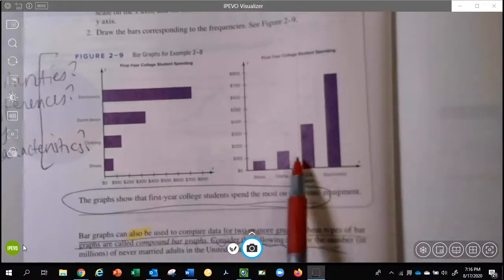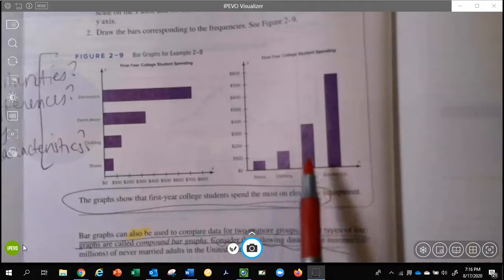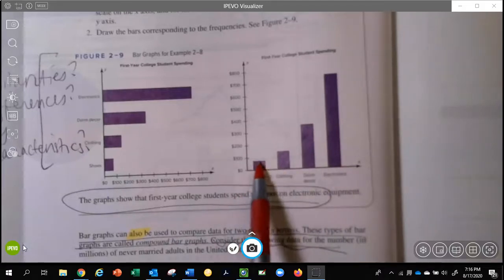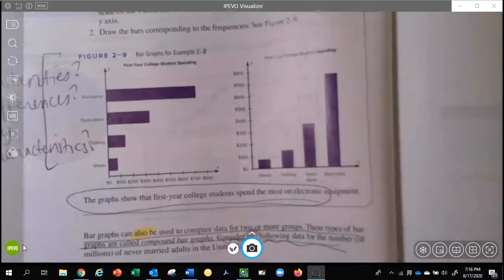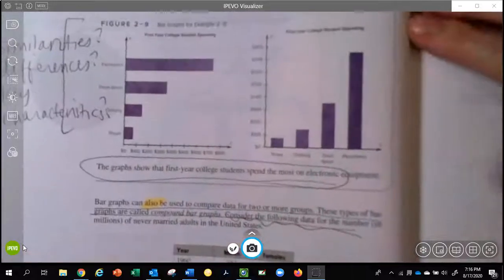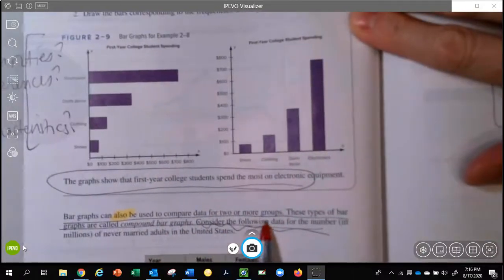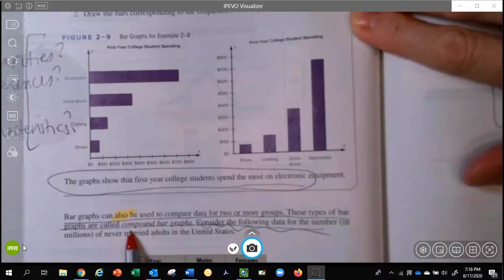So think about what you like about a bar graph and what you don't like. It's not very accurate, because I couldn't have told you that was $74 or $72, but it does give a quick visual. Bar graphs can also be used to compare data of two or more groups. These types of graphs are called compound.